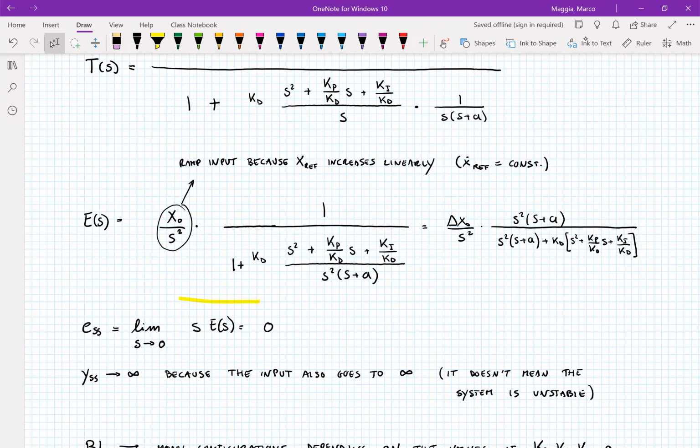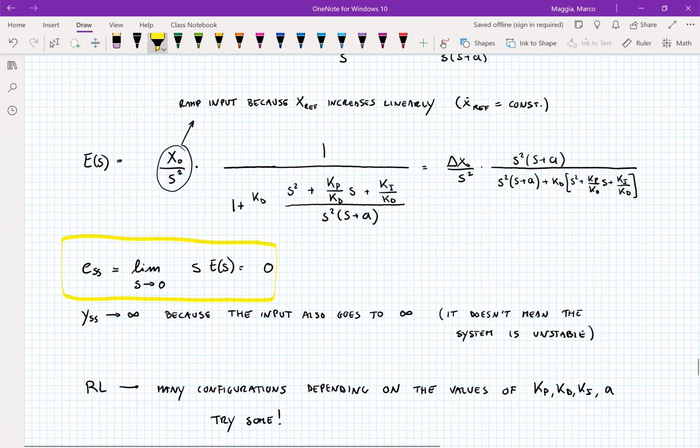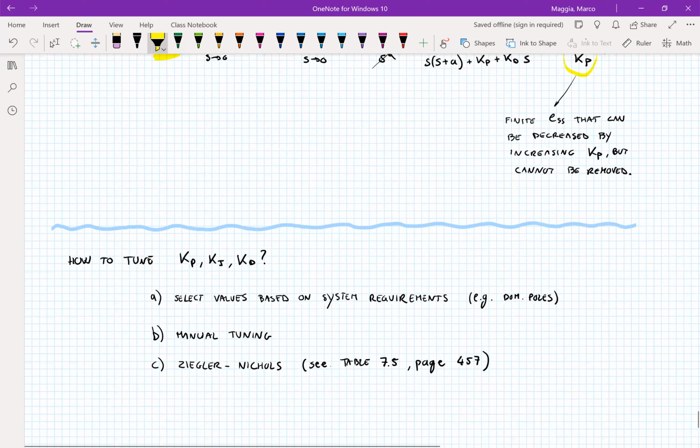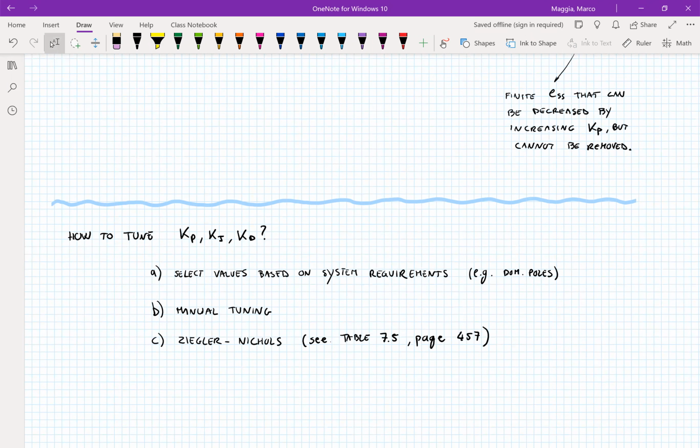As you can see over here, the limit where s goes to zero of s times E of s is zero. All right. With that being said, now, how do we actually find the coefficients, Kp, Ki, and Kd? Well, we normally have three ways of doing so. The first way, you've already seen it. We just select values based on the system requirements. So you have to come up, by equating coefficients of the characteristic polynomials, with a certain number of equations.